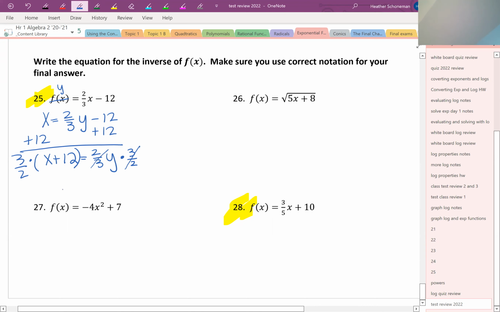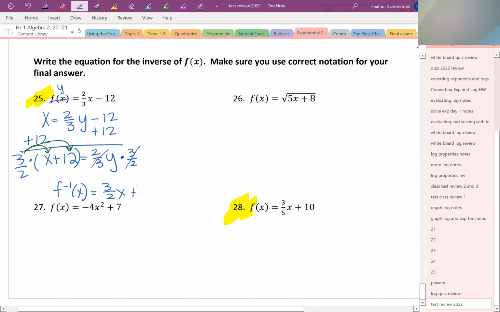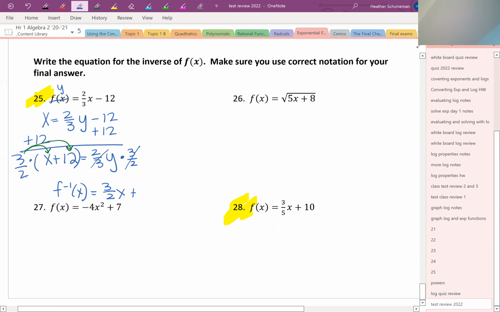Now remember, instead of writing y, we're going to use our fancy notation. And now we're going to distribute. So I'm going to take 3/2 times x. That's easy. I have 3/2 x. And then I'm going to take 3/2 times 12. Now remember, to do that, we do 12 divided by 2. So this, whole number divided by the bottom. So 12 divided by 2 is 6, times the 3 on top gives us 18. And there's our answer.